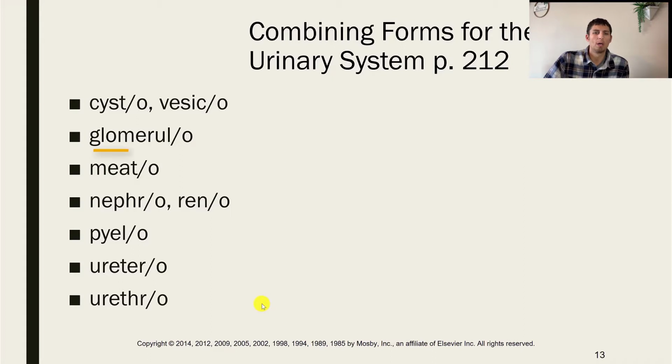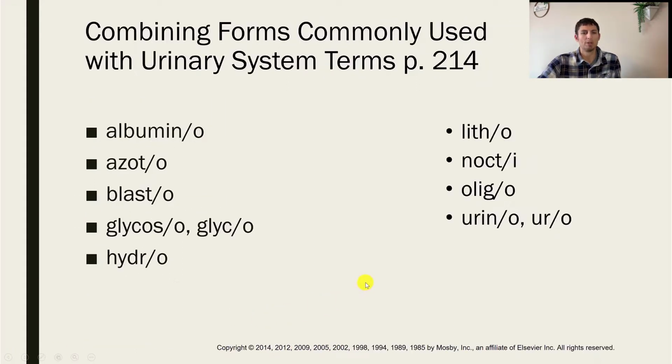Glomerulo, for example, from the glomerulus. So that is listed there. That's how you would pronounce that, and that's the combining form. Meato, nephro, reno, as we move down this list, pyelo, uretero, and urethro. Don't need to spend too much more time on that list.